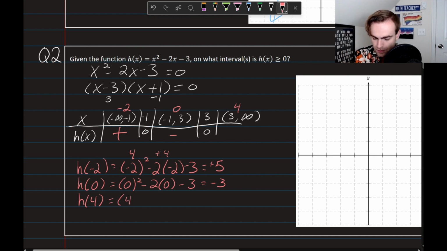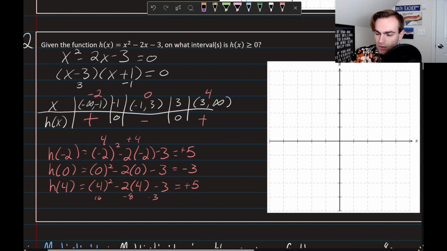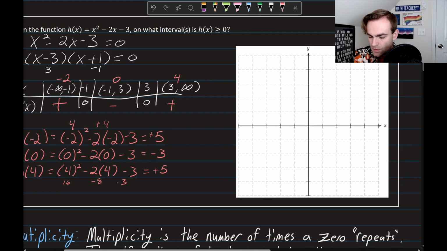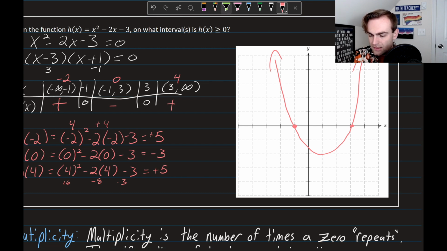We'll have 4 squared minus 2 times 4 minus 3. 4 squared is 16. Negative 2 times 4 is negative 8 minus 3. 16 minus 8 is 8. Take away 3 is again positive 5. So that is positive. So graphically, what this would look like is we know it's 0 at negative 1 and 3, which means that this function should be something like this. And we want where it's greater than 0. And we can see that nicely.